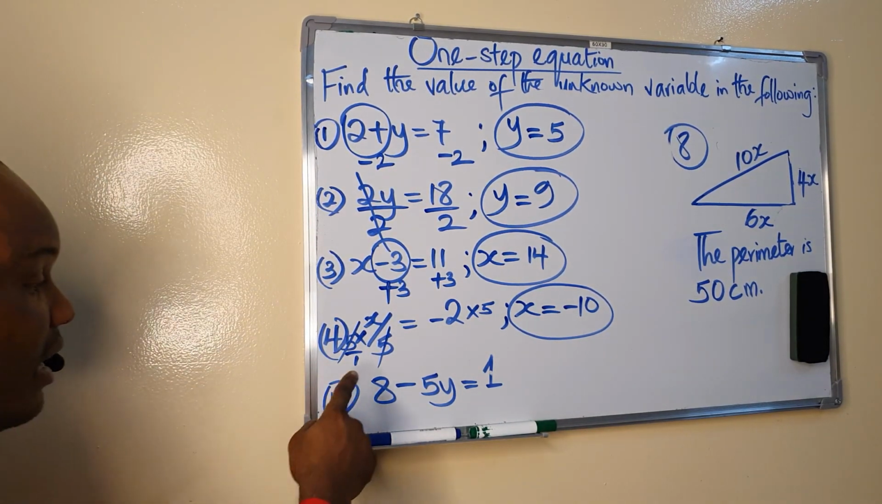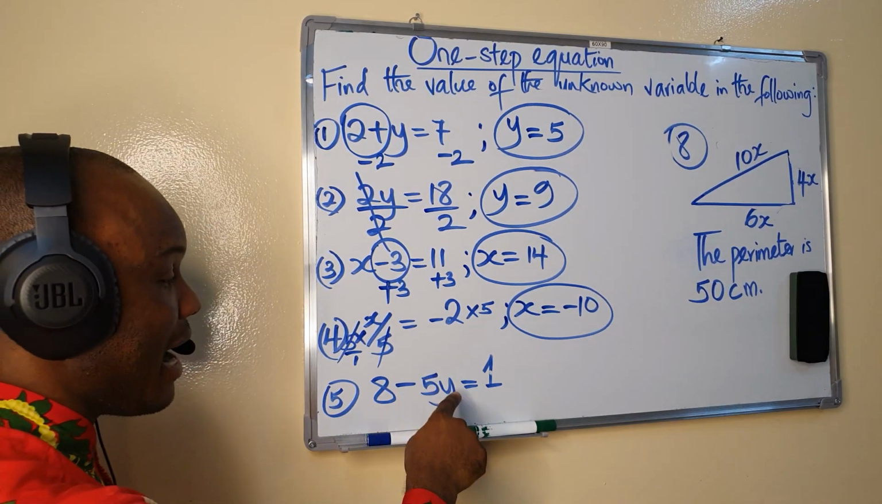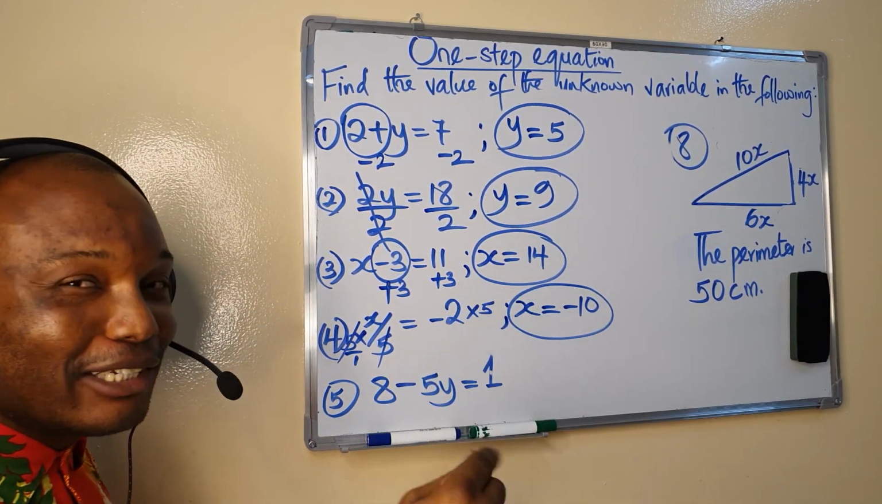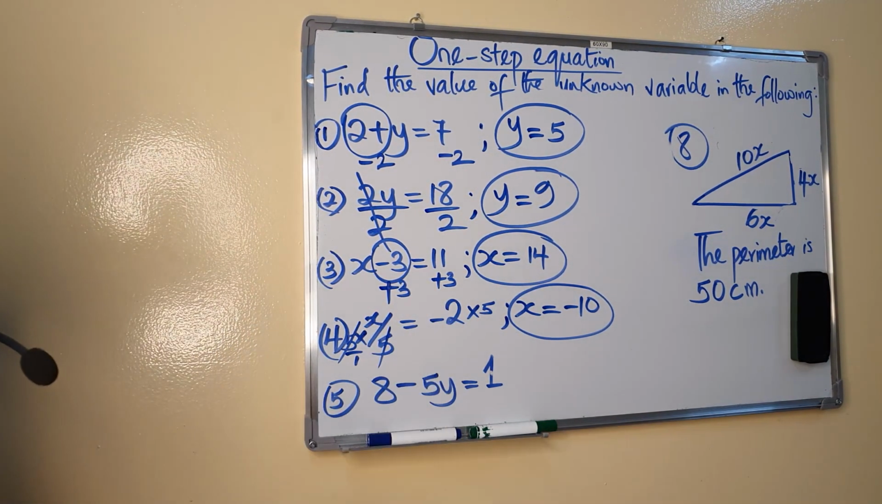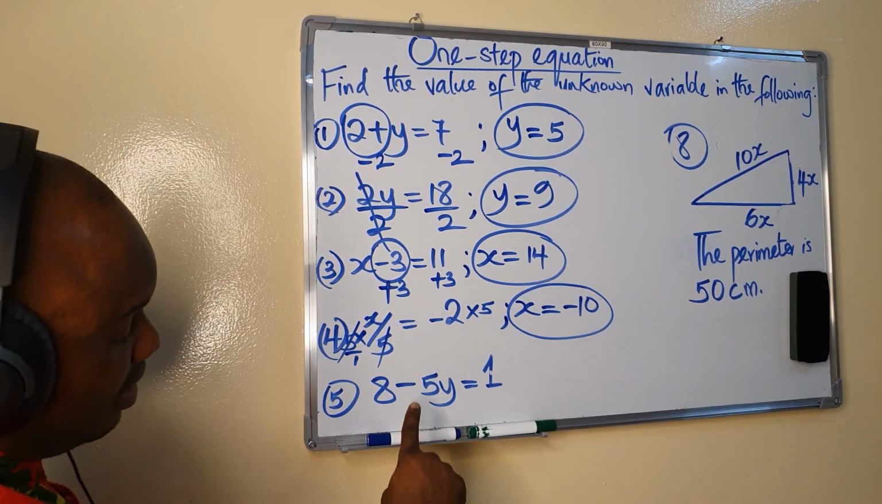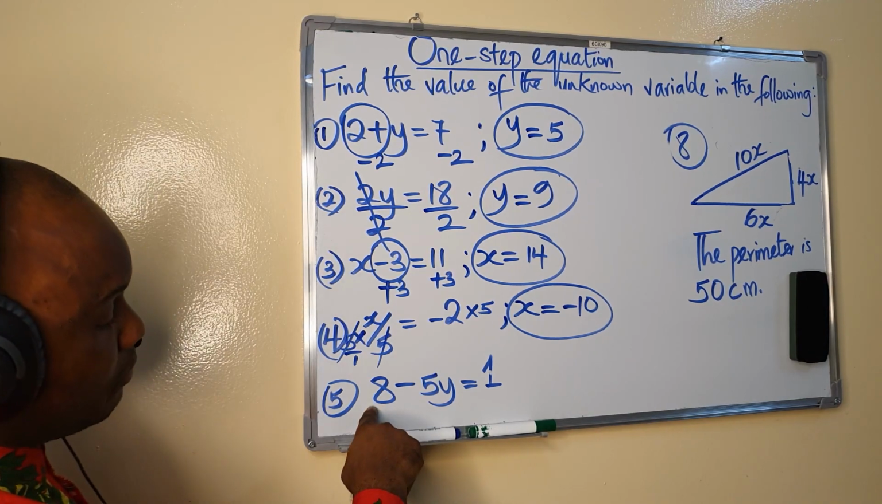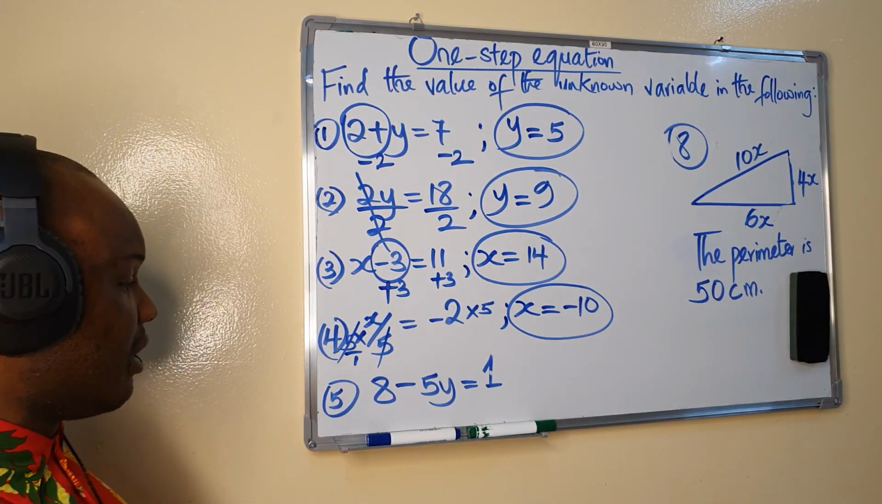Number 5, 8 minus 5y is equal to 1. This goes into two-step method a little, but that's fine, no problem. Let's see what we can do in this case. First, I can see a negative sign here, but this one is positive. No problem. Let's work it out like that.